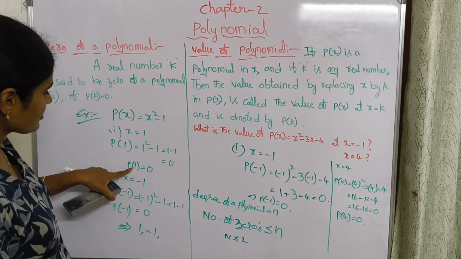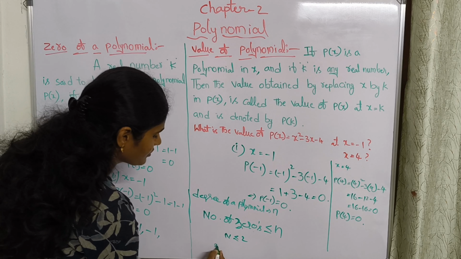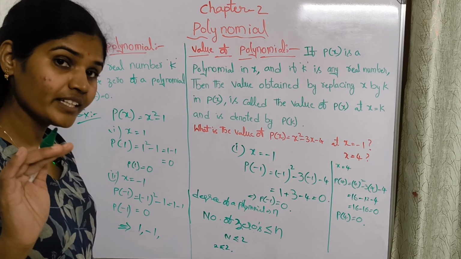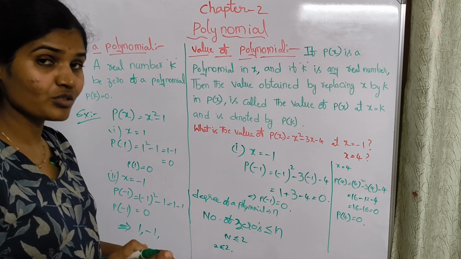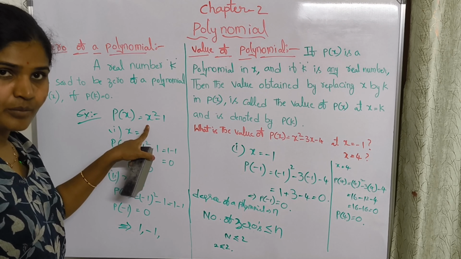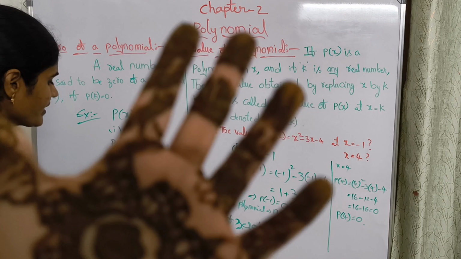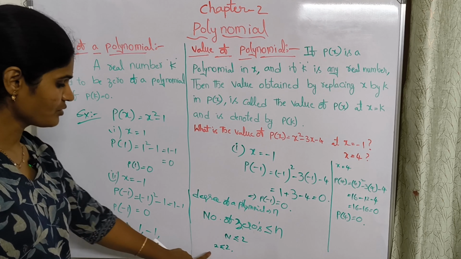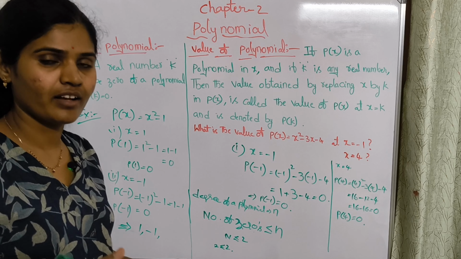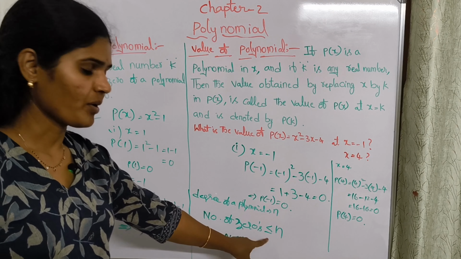Here how many zeros? Plus 1, minus 1. So 2. Equal to 2. So the number of zeros is less than or equal to n. In this polynomial, degree 2, so how many zeros? 1 and minus 1, 2. So 2 is less than or equal to 2. So indirectly we can guess how many zeros a polynomial has based on this formula.